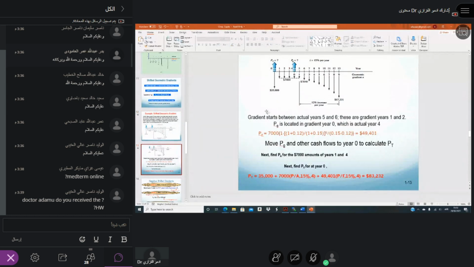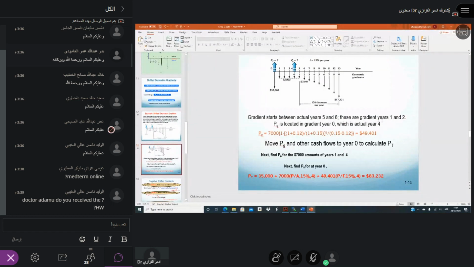Then you go this way. This is the same table. The gradient starts between the actual years 5 and 6. So this is year 5 and 6, and that is when you start having the gradients. These are gradient years 1 and 2. So if you want to start your solution, this will correspond to year 1, year 2, and so on and so forth. And PG will be located 1 year before the time you start having the gradient, so it will be at year 5. So that's where you will have the PG.